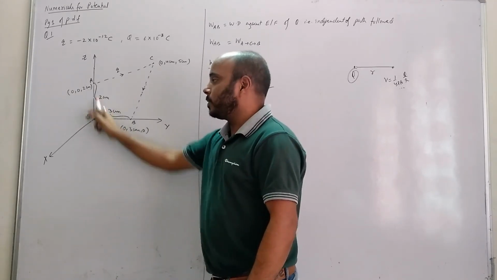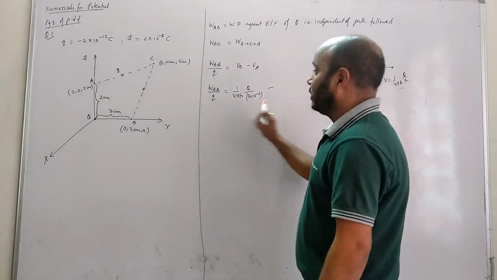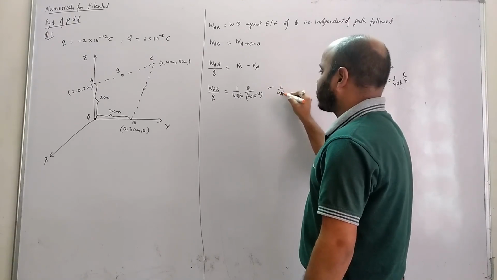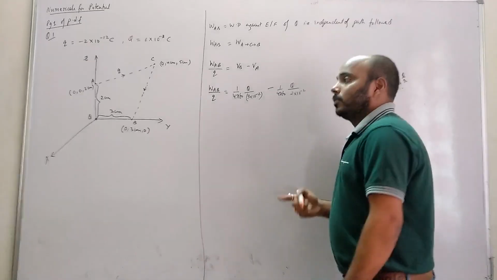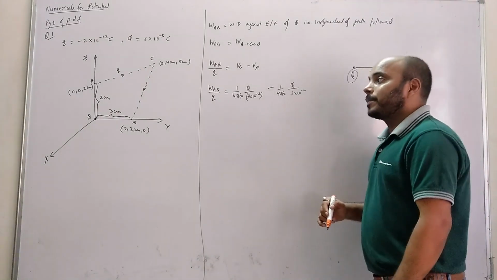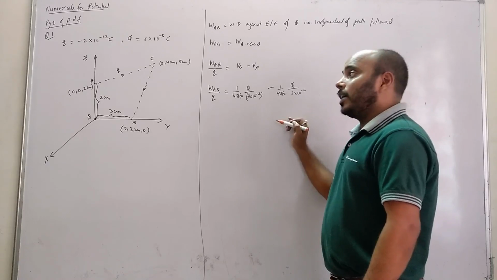2 centimeter. Here the distance was 3 centimeter. R substituted. So now the formula is 1 by 4 pi epsilon Q by distance, that is 2 into 10 to the power minus 2. You have to convert the centimeter into meters, right? You understand this? Okay, so you just have to worry about that.